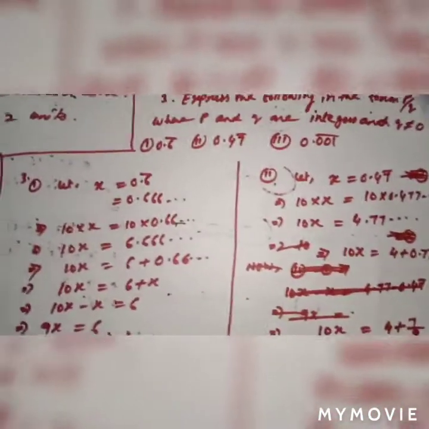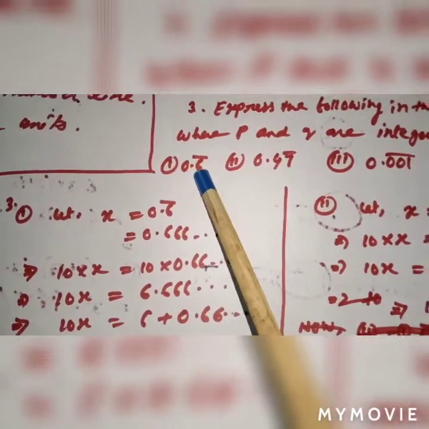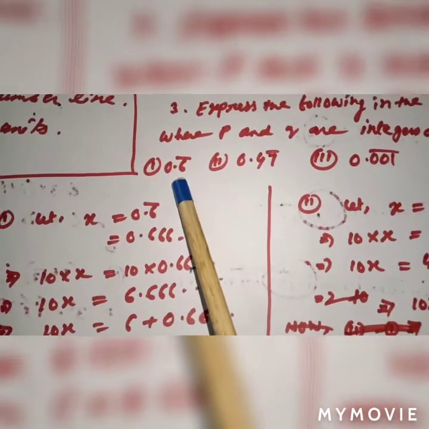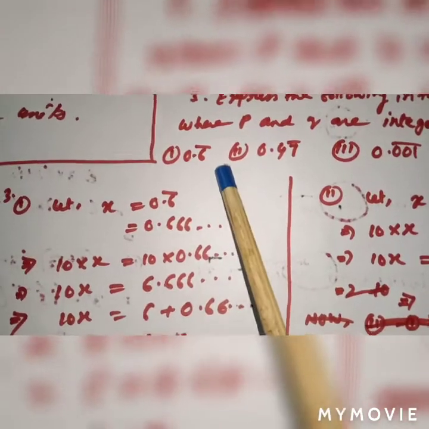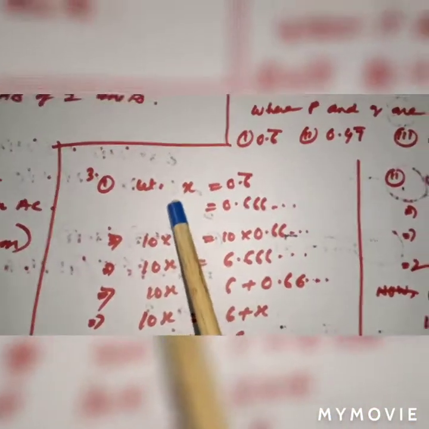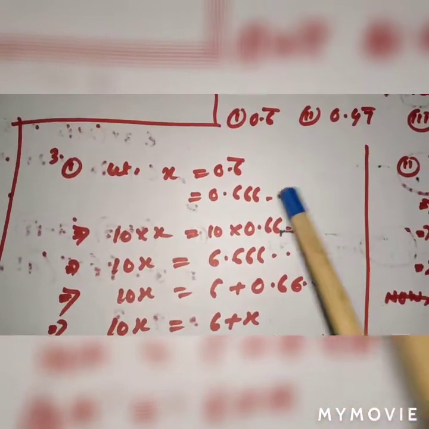So how will we convert? See, before, you know that if this is 0.6, then you can write 6 by 10. But it is 0.6 with a bar. You cannot write 6 by 10, because you don't know how many 6s are here, because 6 is repeating. So the method is like that. Let x is equal to 0.6 repeating. How many times is 6 repeating? We don't know.